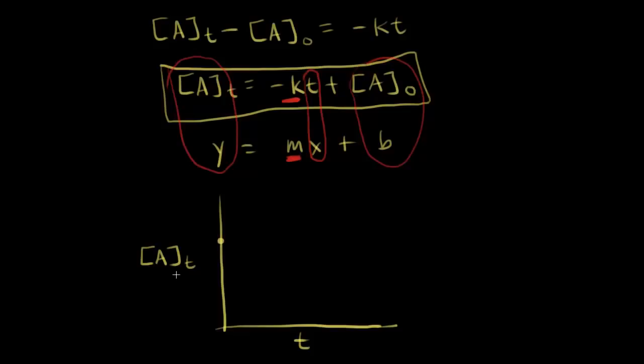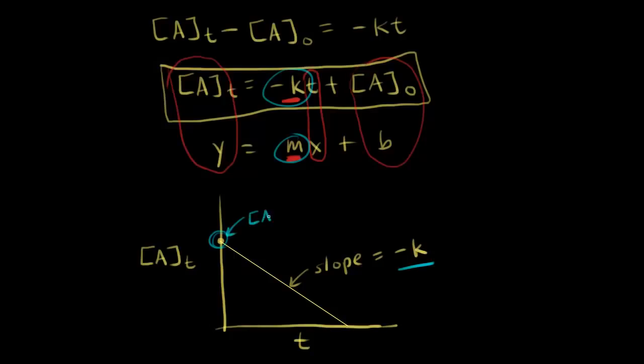I don't want to draw one in here. So we've got a straight line like this, okay? And the slope of this line would be equal to negative k. Once again, we can see that from up here. The slope is equal to negative k, so m is equal to negative k. And our y-intercept, of course, would be the initial concentration of A. So this is the integrated rate law for a zero-order reaction.